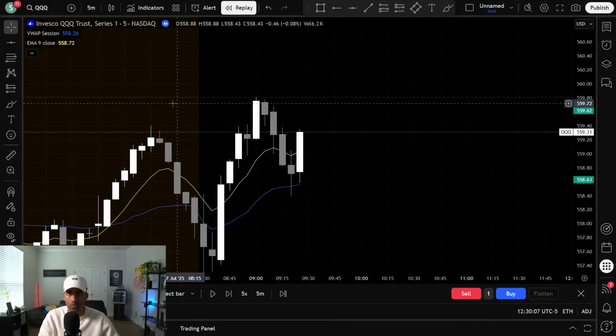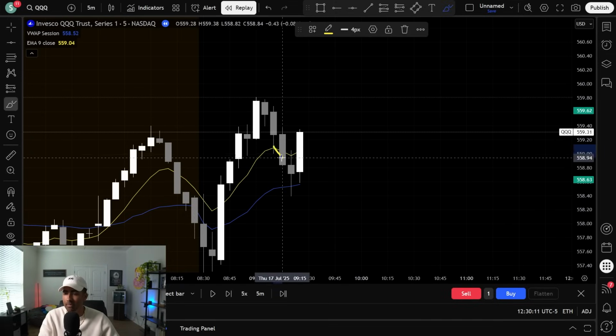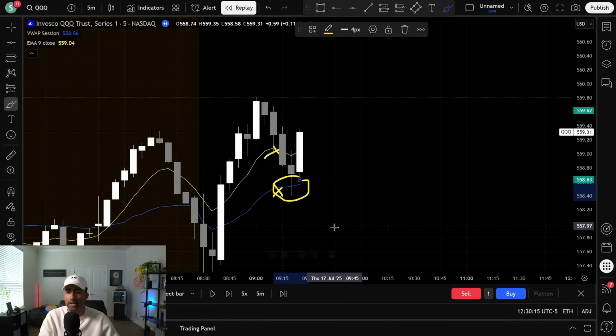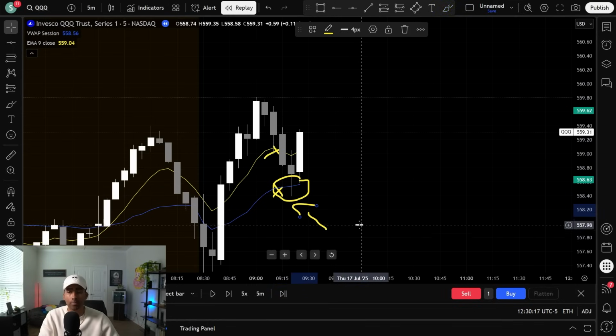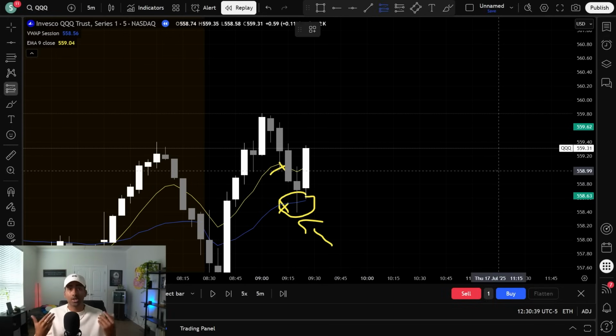So here's another really good example of that system. We come up, we break the EMA, we break the VWAP, we're retesting VWAP with strength, and these buyers are showing a lot of pressure. So what's the next thing that we need to see happen? Well, immediately we need to see some sort of price action confirmation.